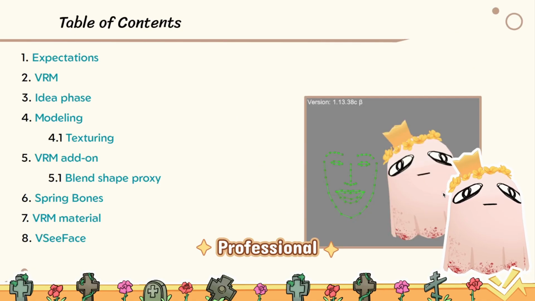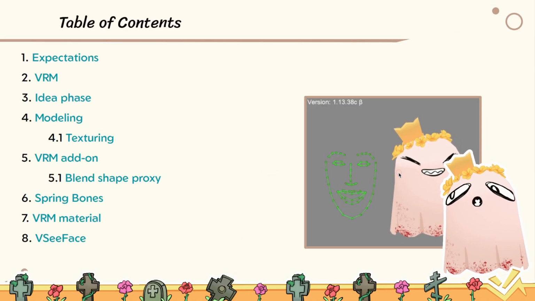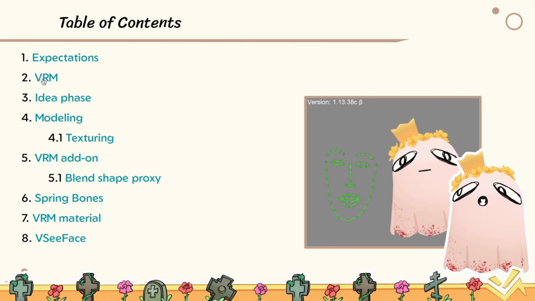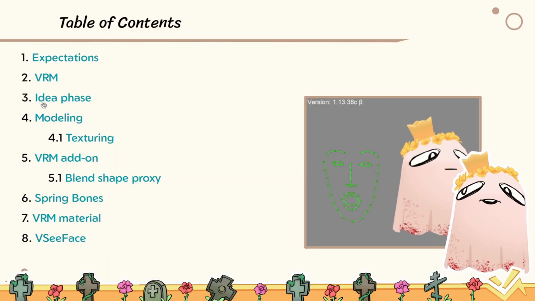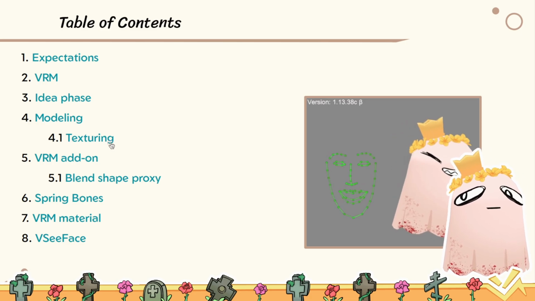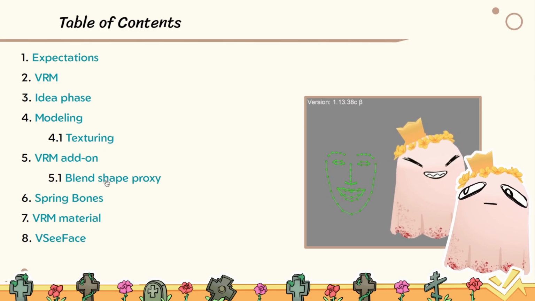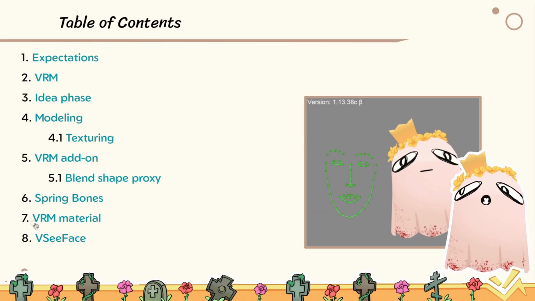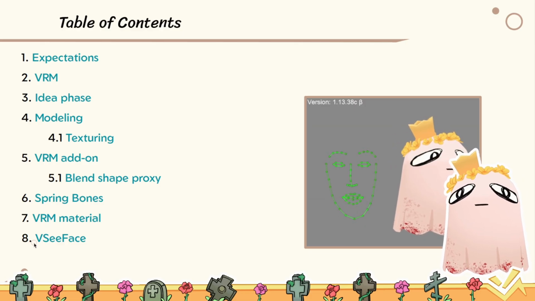How do I toggle between slides? Oh. Table of contents. 1. Expectations. 2. VRM. 3. Idea phase. 4. Modeling. 4.1 Texturing. VRM add-on. 5.1 Blend shape proxy. 6 Spring bones.